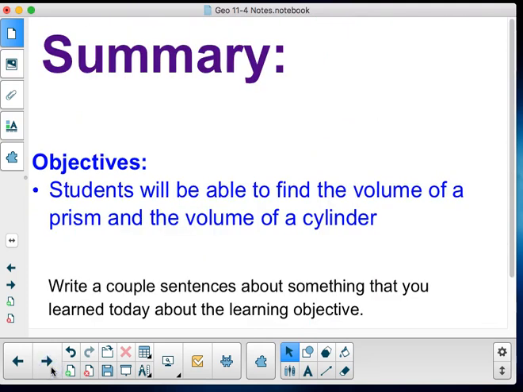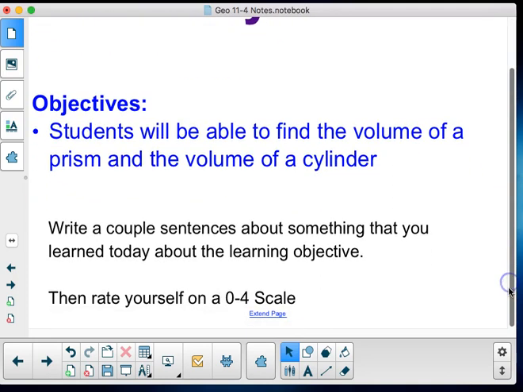Okay. The summary, objective, students will be able to find the volume of a prism and volume of a cylinder. Write a couple of sentences about something that you learned today about the learning objective, then rate yourself on a scale of 0 to 4.